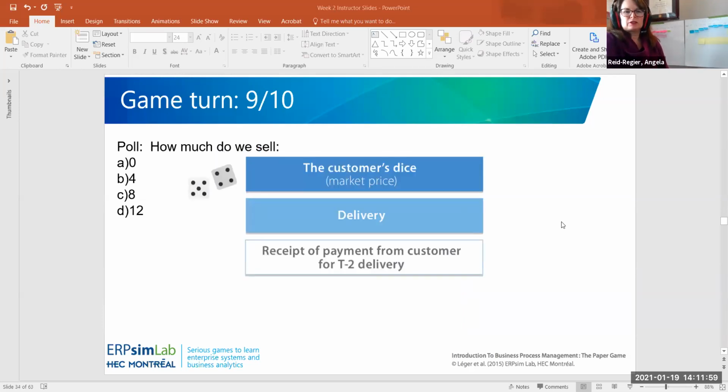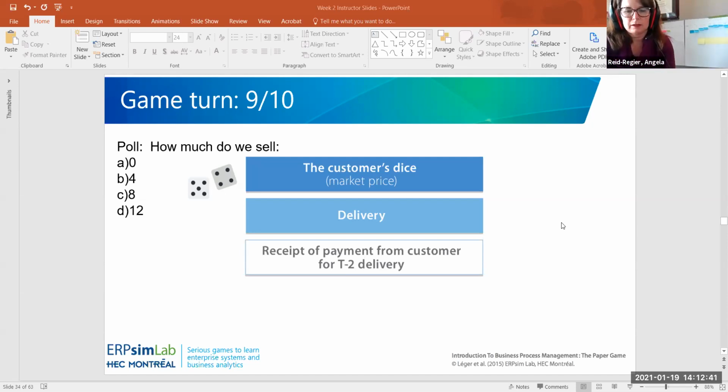So now, for the last 2 turns, we are not going to buy anything. We're only selling. So hopefully you have a good idea of what you have in inventory, and we will determine the customer's market price. Okay, it's a 6. So how much are we going to sell? Let's sell 12. So there is our sales order from our customer for 12 pieces. Okay, and we deliver it right away.